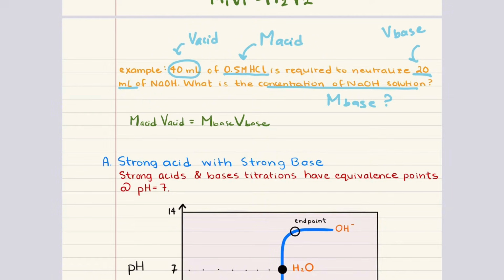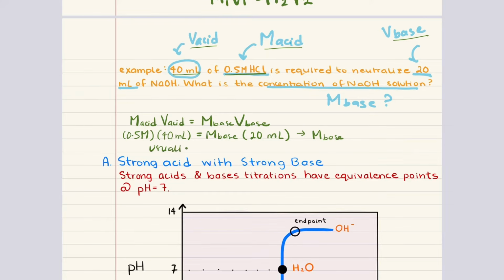So we have 0.5 molar HCl solution. That's the acid. We have 40 milliliters of it, and that is what's required to neutralize 20 milliliters of sodium hydroxide, which is the base. Let me repeat that. We have 0.5 molar hydrochloric acid solution, and 40 milliliters of it are required to neutralize 20 milliliters of sodium hydroxide. If we go ahead and plug things in, we get 0.5 molar times 40 milliliters. That's the molarity and the volume of the acid multiplied together. That's equal to the molarity of the base times 20 milliliters, which is the volume of the base.